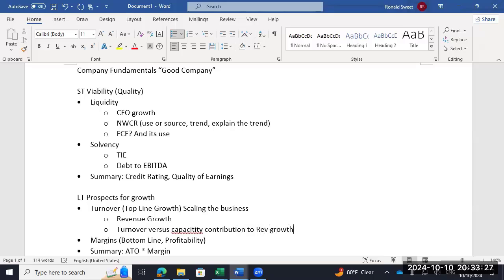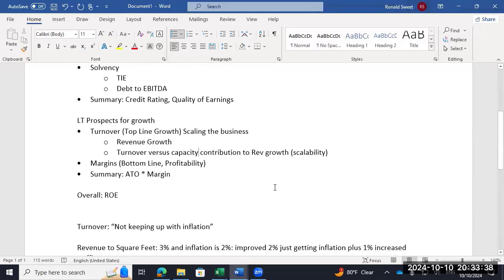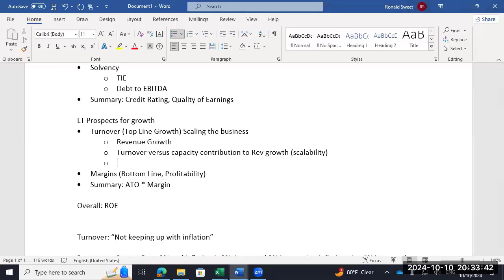Right? This is this concept of scalability. Is this business scalable? Can they grow their revenue without having to add $2 million, $3 million stores all over the place? And the last one, simple one, just look at asset turnover. And all of these are going to say two things.